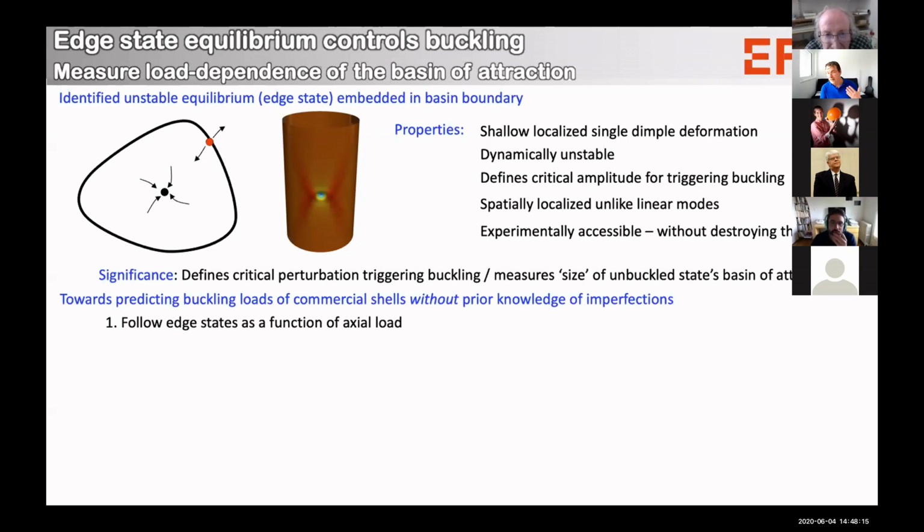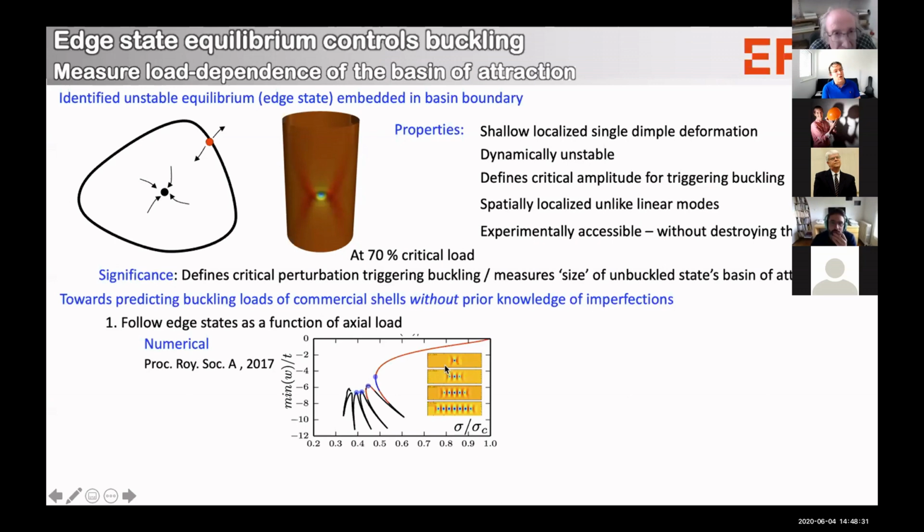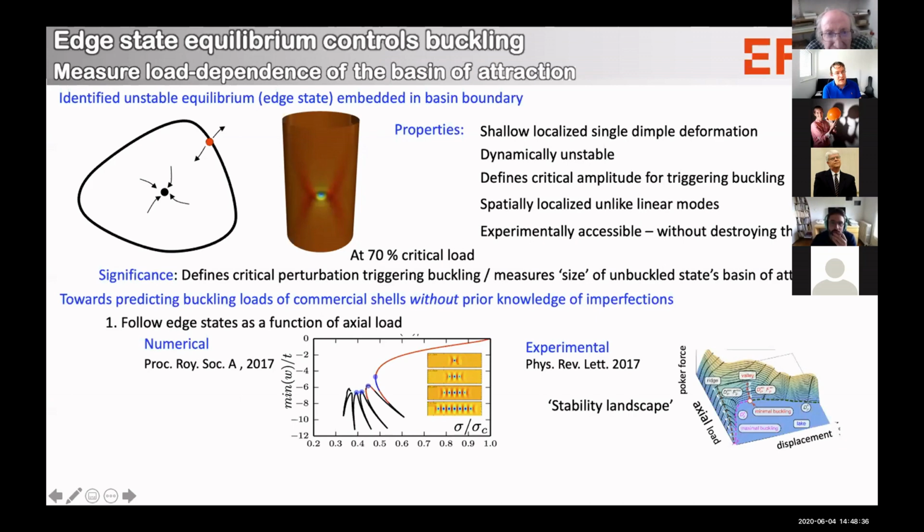So how do I do this? I do two things. I use this edge state to measure the size of the basin of attraction as a function of loading conditions. So how can I do this? Well, I follow the edge state as a function of axial load. I can do this either numerically by continuation, or experimentally, where I combine these load displacement curves into something which we call a stability landscape.